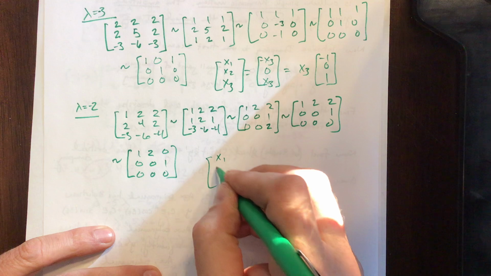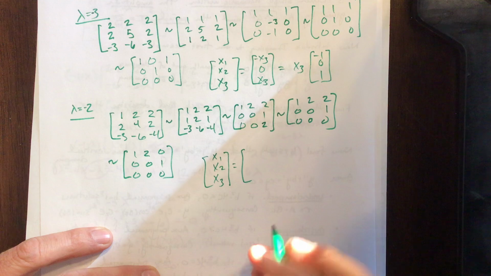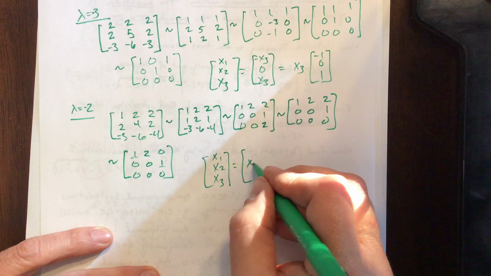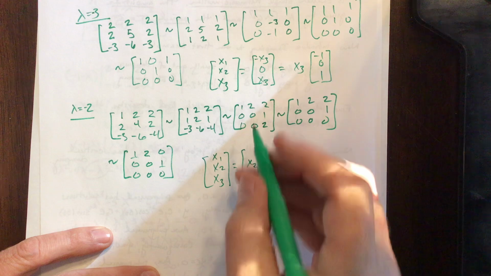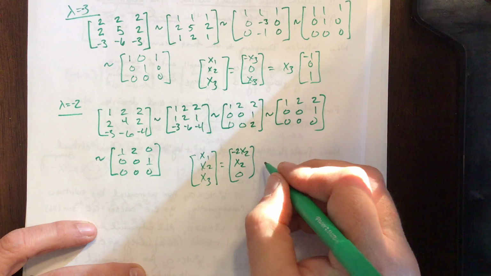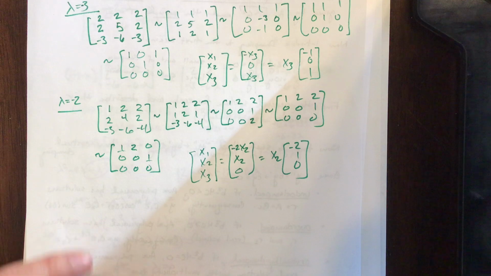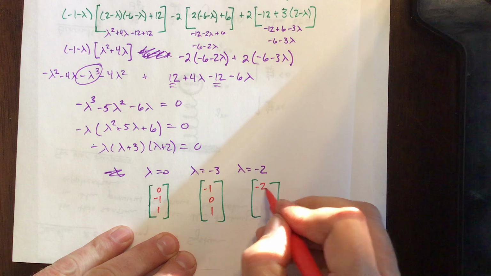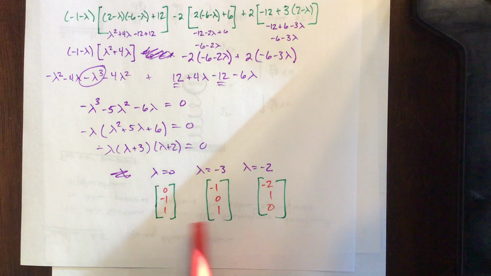So x1, x2, x3 is equal to, let's see, there's a pivot there, there's a pivot there, so x2 is the free variable, x3 is equal to 0, and x1 is equal to minus 2x2. So this is equal to x2 times negative 2, 1, 0. All right. 3 eigenvalues, 3 eigenvectors.